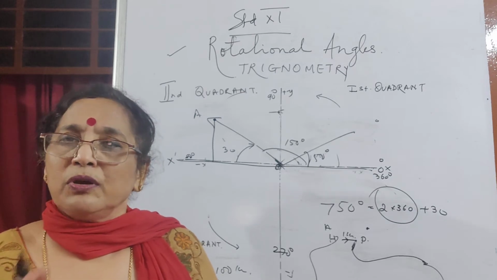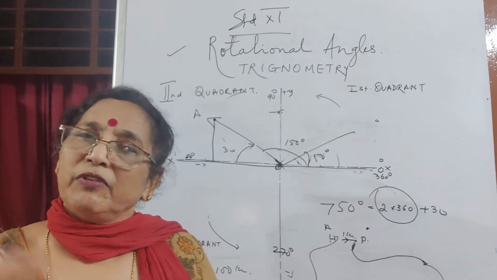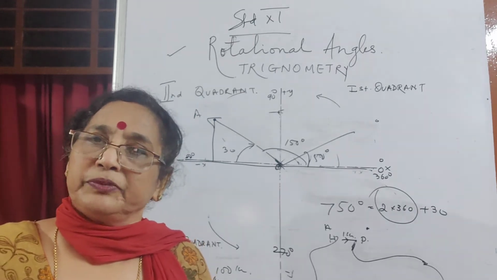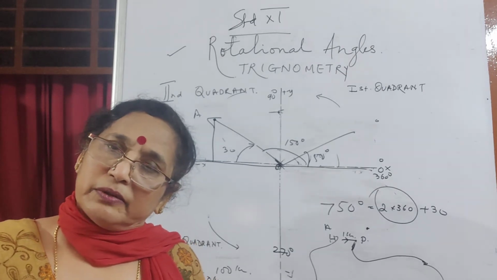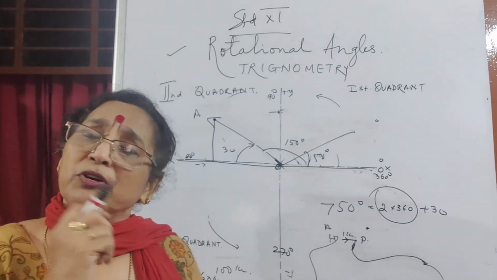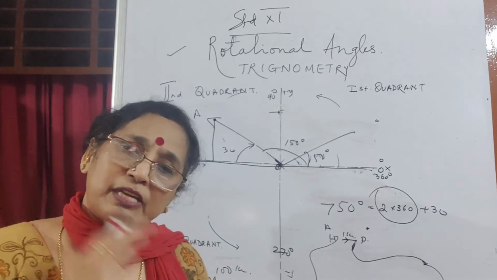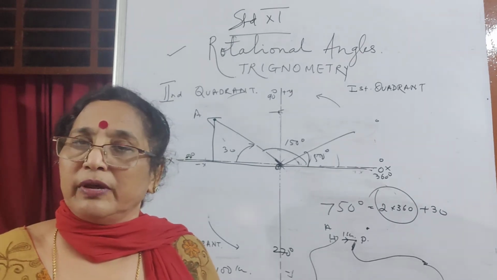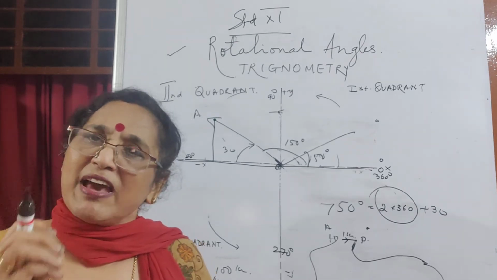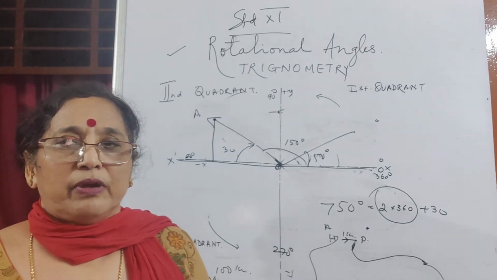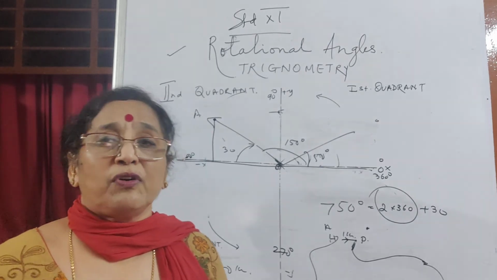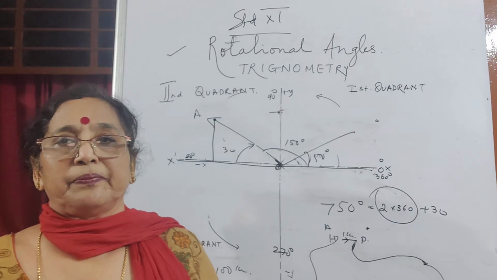So sine 750 will be sine of 30, right? But will it be positive or negative? That I will tell you. Sine of 750 is the same value as sine of 30. Will it be positive half or negative? The sine concept will be there.